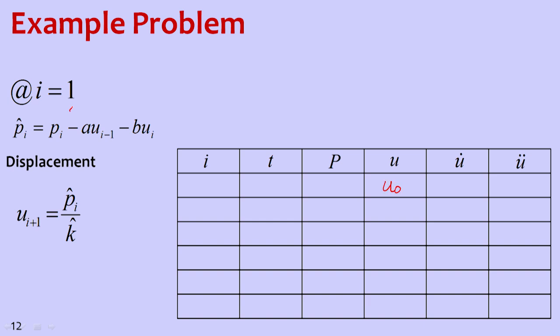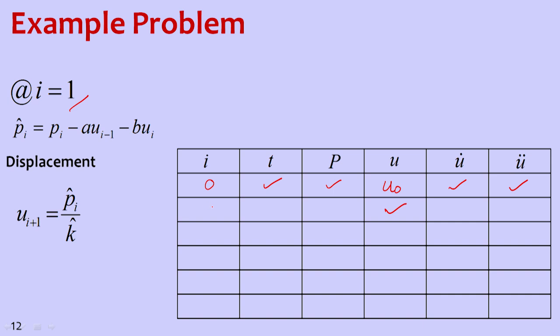We can calculate at i equal to 1, where P cap i is defined as Pi minus A into Ui minus 1 minus B into Ui, and displacement is calculated at the i plus 1 step. Ui plus 1 is equal to P cap i by K cap. So at time step i equal to 0, t is given to us and the external force P is given to us, and finally with the algorithm which we have discussed, we will be getting Ui plus 1. So using P0 and t0, we will be getting U1, but velocity we will be getting at U0 itself. So these are the initial calculations that we have already mentioned.